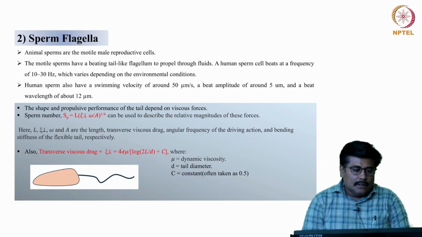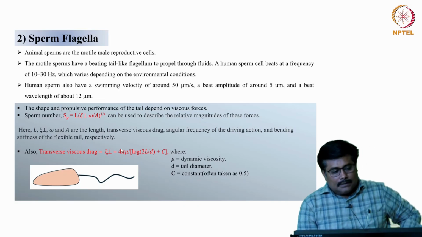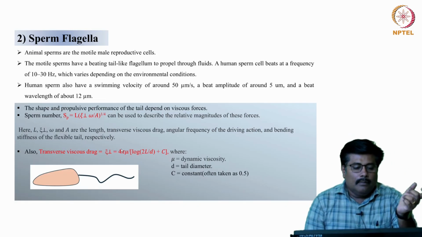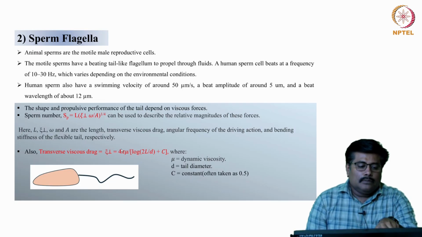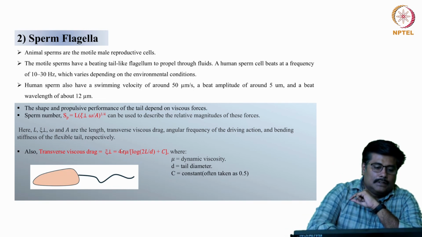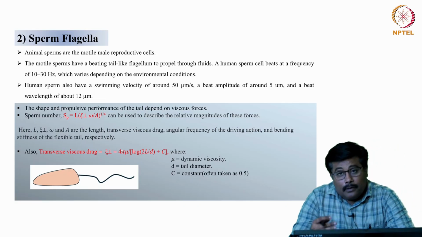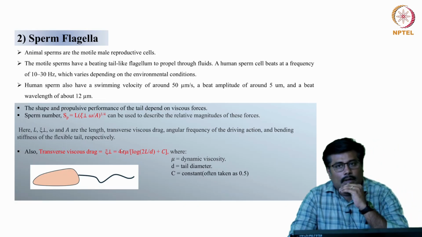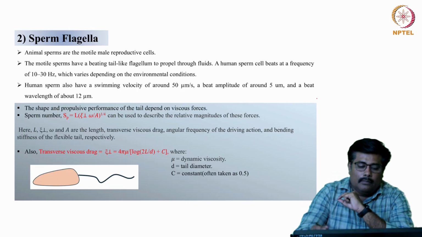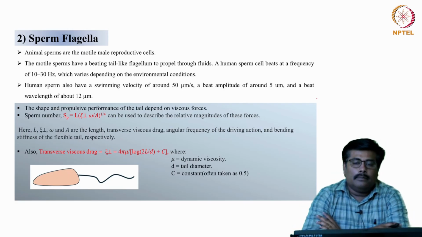Now let us discuss the sperm flagella. As far as sperm flagella are concerned, they mimic animal sperm, which are the motile main reproductive cells. These motile sperm have a beating tail-like flagellum to propel through fluids. Human sperm cells beat at a frequency of 10 to 30 Hz, which varies depending upon the environmental conditions. Human sperm also have a swim velocity of around 50 micrometers per second, a beat amplitude of around 5 micrometers and a beat wavelength of around 12 micrometers.